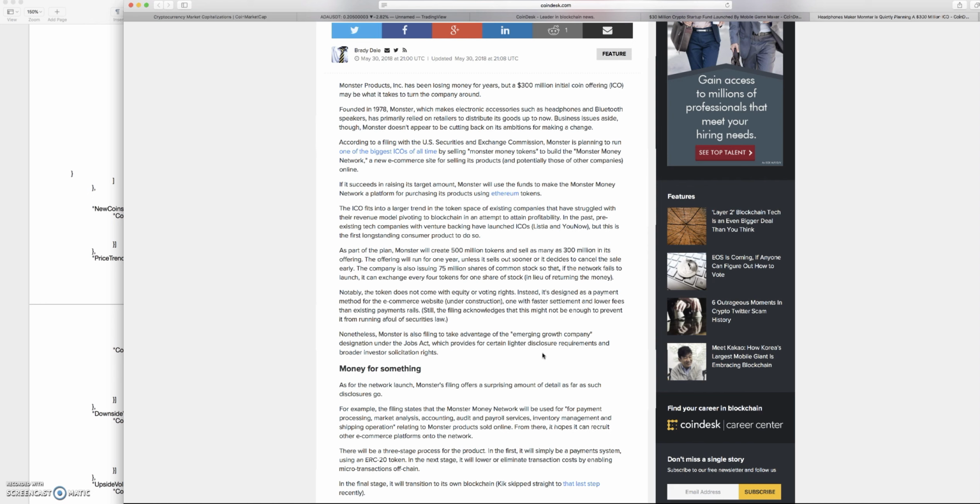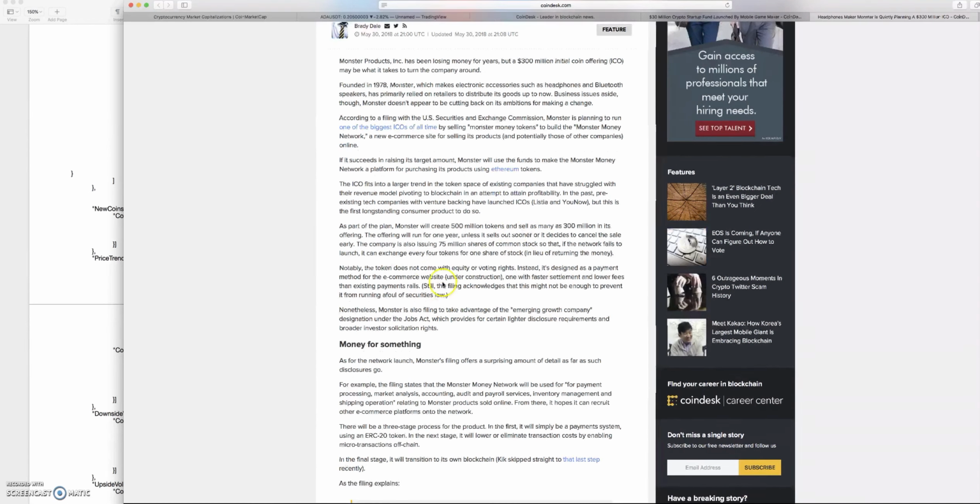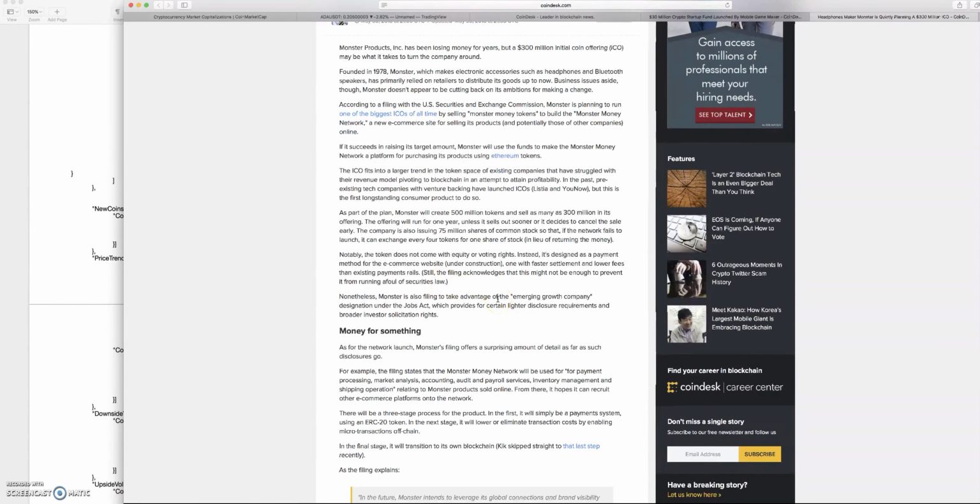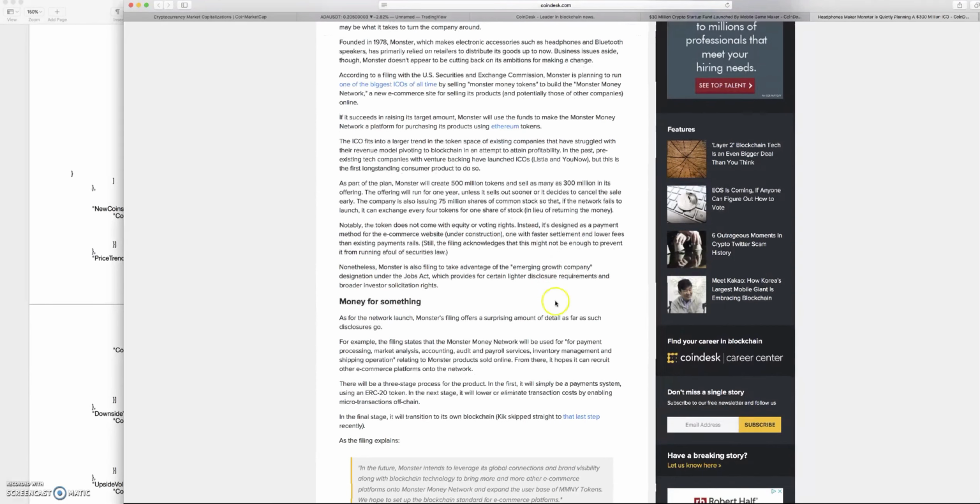It says the company is also issuing 75 million shares of common stock. So that way, if the network fails to launch, it can exchange every 4 tokens for 1 share of stock in lieu of returning the money. Notably, the token does not come with equity or voting rights. Instead, it is designed as a payment method for the e-commerce website, which is under construction, one with faster settlement and lower fees than existing payment rails, blah, blah, blah.